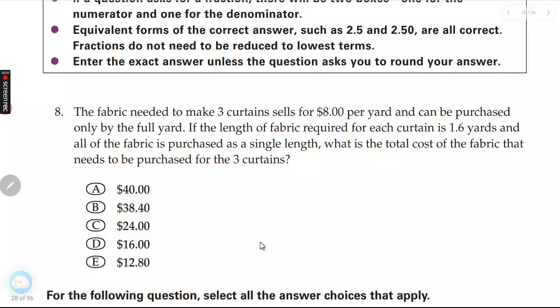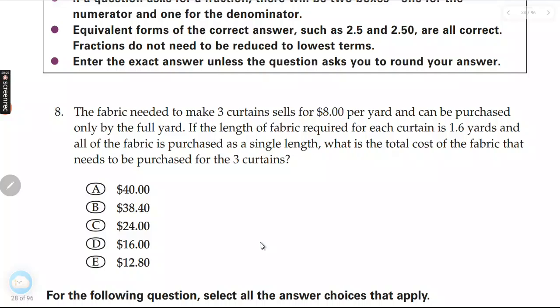I think I missed something. Let me see. Okay. Check. The fabric needed to make tray curtains. Yes, I will not ignore that. They say if the length of the fabric required for each curtain is 1.6, which means all of the fabric purchased is a single length. I think that each curtain is 1.6.